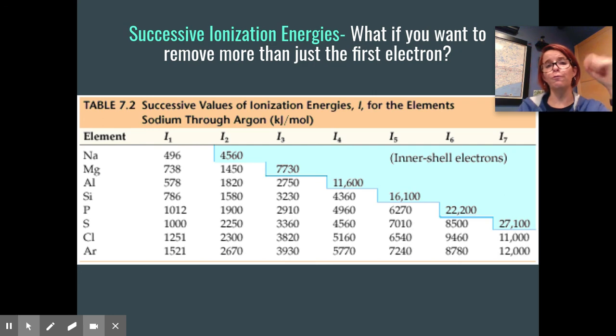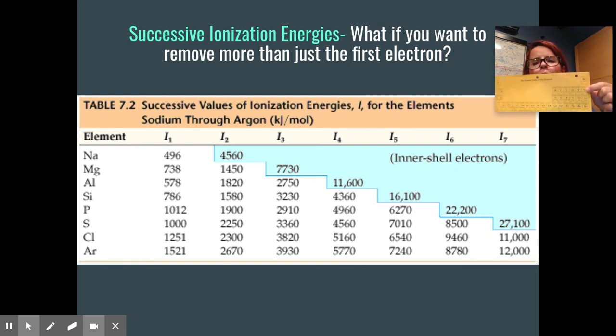When you pluck off the first electron, it now has 10 electrons. 10 electrons is what neon has. I hope you're looking at your periodic table at the same time that I'm talking about this. Neon is a noble gas. So now this sodium has an extra proton and the same number of electrons as neon. That means it's ultra stable.